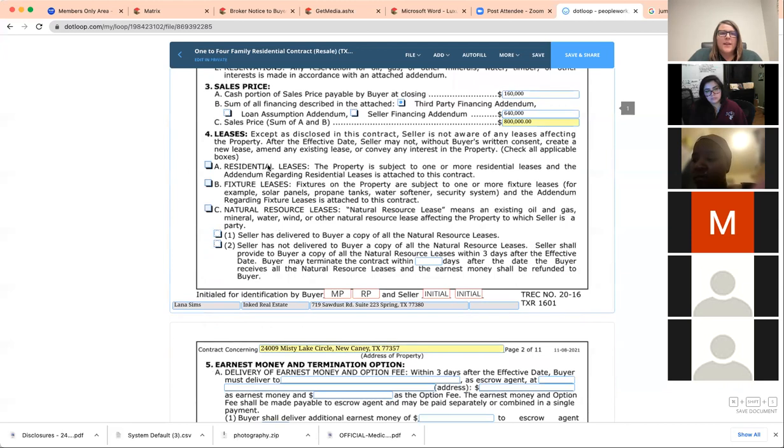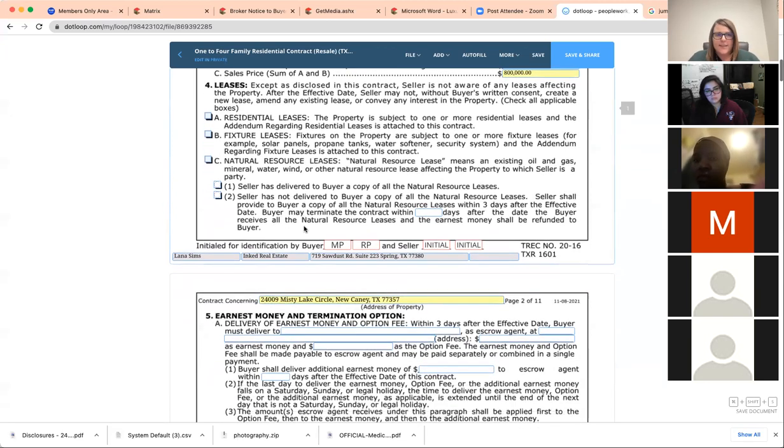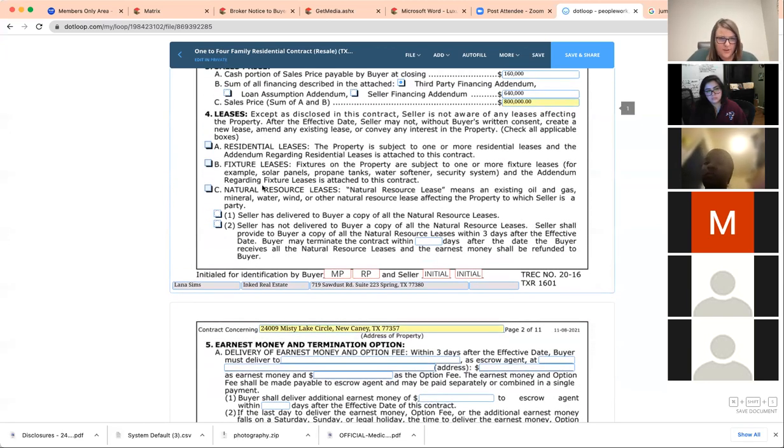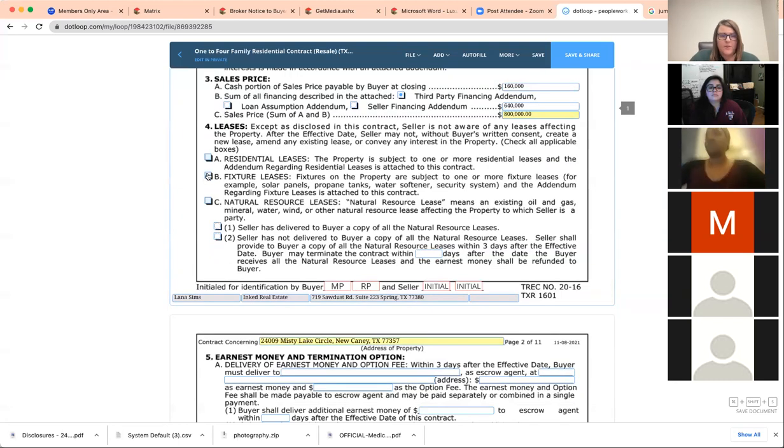Okay. Leases. I should not see anything checked on this unless there is an actual lease involved. I've seen some people check it off. This is newer, so I get we're all learning it. However, only if there's an actual residential lease involved, so someone is renting the property currently when you are buying it, you would check off A. If there's a fixture lease, such as a water softener, propane tank, solar panels, security system, any type of fixture lease that would stay with the property, you would check B.